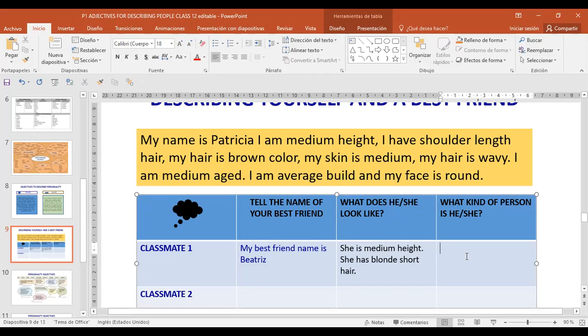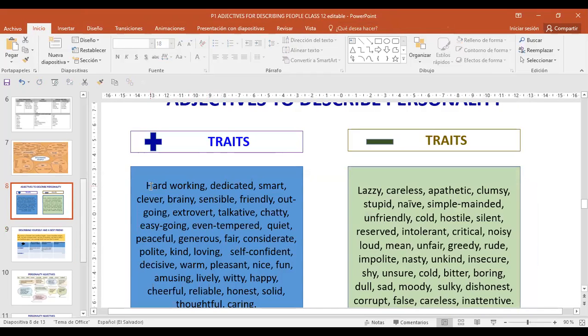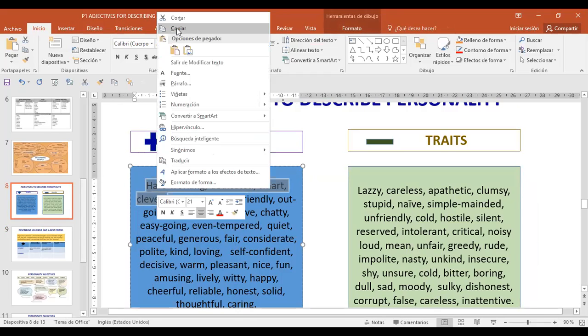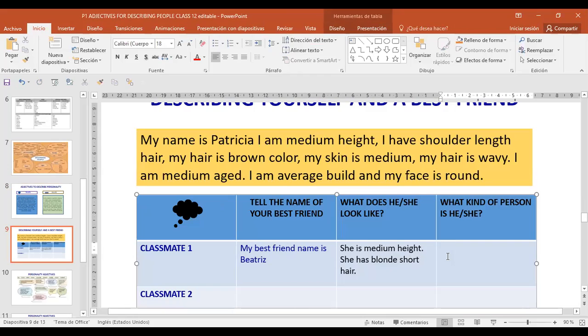Y cuando preguntan cómo es, yo puedo decir, let's say, vamos a tomar esta para no decir mucho, para no tardarme mucho en el ejemplo. Vamos a agarrar las primeras. Y yo digo, she is a hardworking person, o puedo dejar person hasta el final. She's a hardworking, dedicated, smart, and, aquí puedo poner ya para finalizar mi lista, and a clever person.